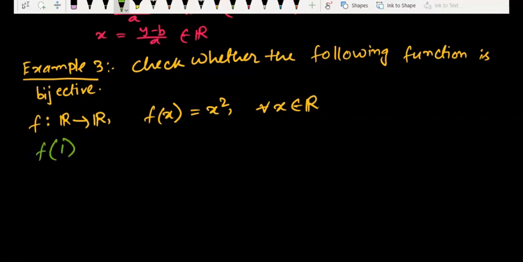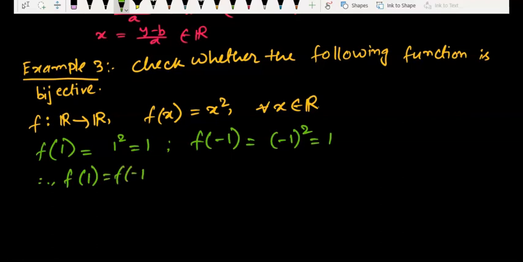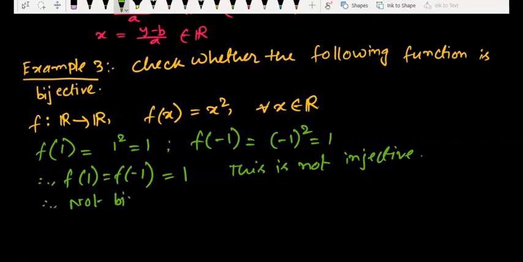So what is f of 1? f of 1 is 1 square, that is equal to 1. And what is f of minus 1? f of minus 1 is also minus 1 square, and that is equal to 1. Therefore what we get? f of 1 equal to f of minus 1. And what does it mean? It means two elements 1 and minus 1 go to the same element in the codomain. That's why this is not injective. Since it is not injective, we don't have to check for surjectivity. Therefore it is not bijective.